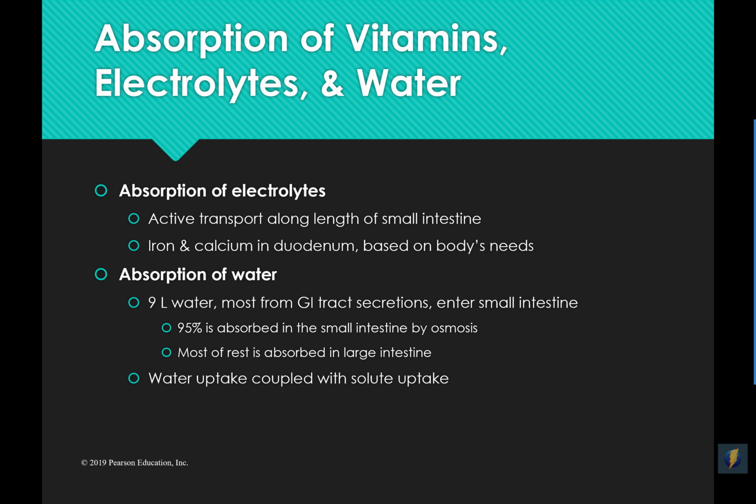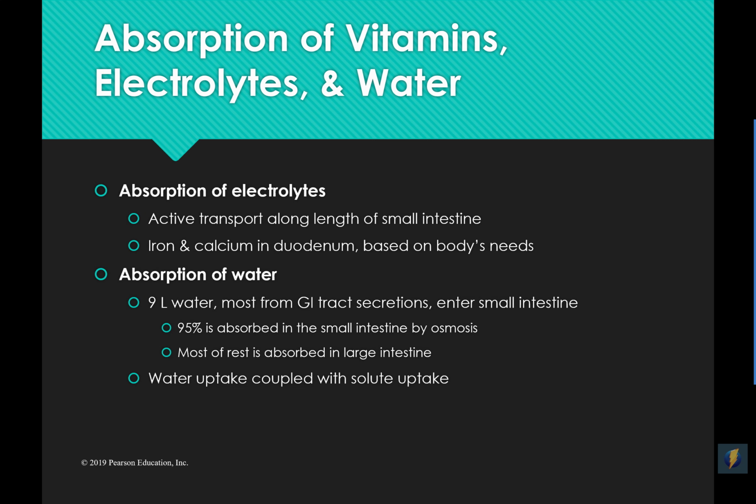Electrolyte absorption occurs all along the length of the small intestine. We can change electrolyte absorption, particularly for iron and calcium, in the duodenum with some hormonal action, based on what the body needs. In terms of water, there really isn't a lot of water that gets excreted with your feces, even though your GI tract makes a lot of water. About 9 liters of water, including all of the secretions all along the GI tract, plus the water from the food and drink.